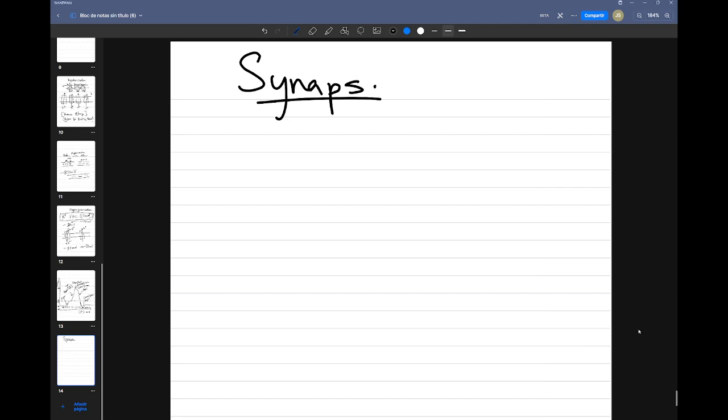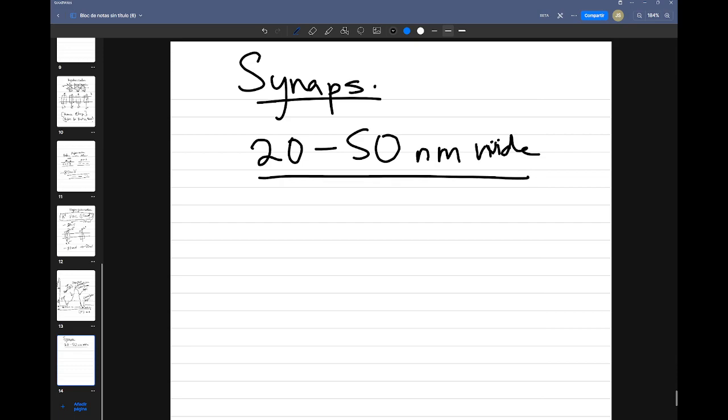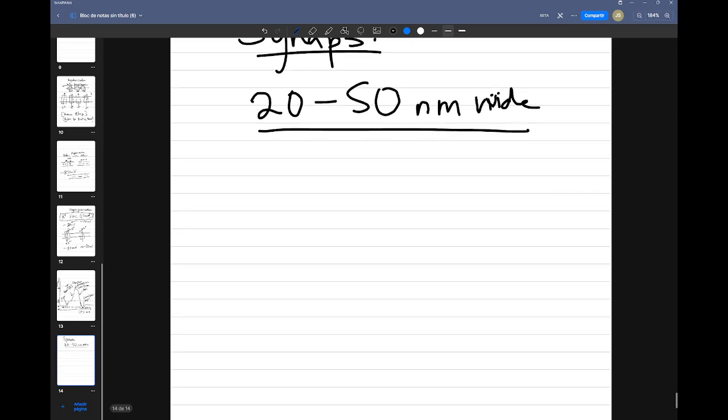Let's talk about the synapse. All right, so we know that synapses are sites between adjacent neurons. They tend to be around 20 to 50 nanometers wide, so it's a really, really tiny space between them. And this gap between the neurons is called the synaptic cleft.